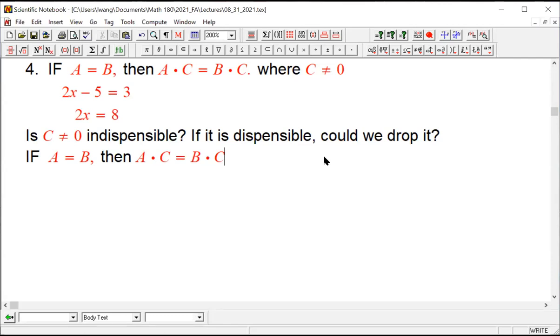Okay, I'm going to give you the answer. The answer is, it is absolutely not dispensable. It's indispensable. Because if this condition is removed, the entire mathematical field as we know it will collapse. I'm not exaggerating. Okay, I'm going to show you why. Are you ready?